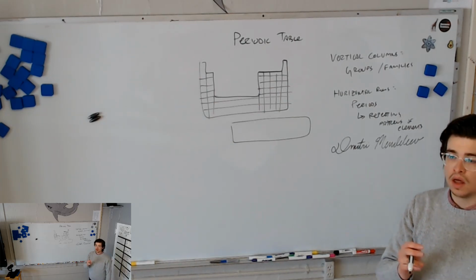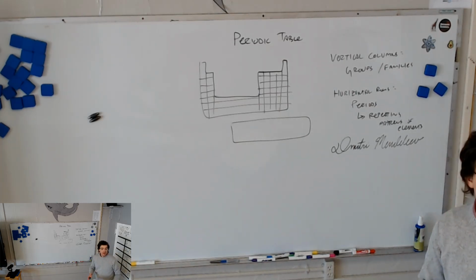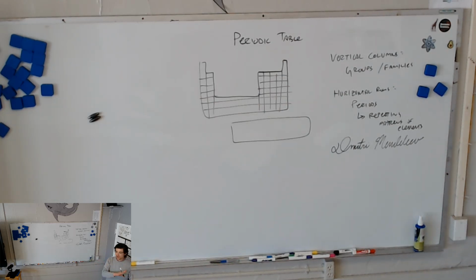He noticed that it would always go, for all the periods, light metal, slightly heavier metal, non-metal, non-metal, non-metal, non-metal, and then there'd be gases. And then start over, right? At the time he said every 7 elements the cycle would start over.